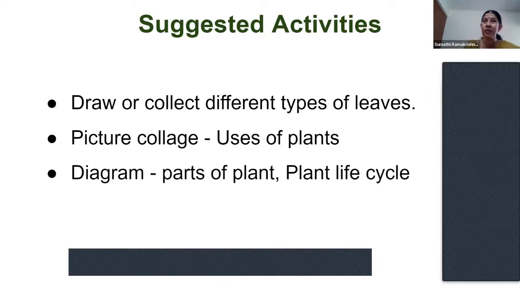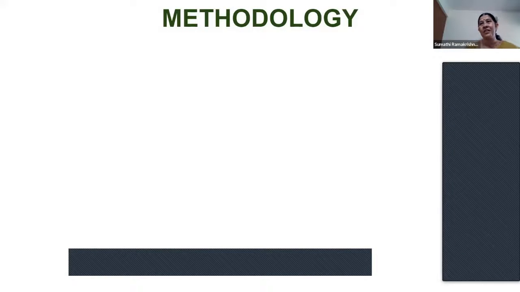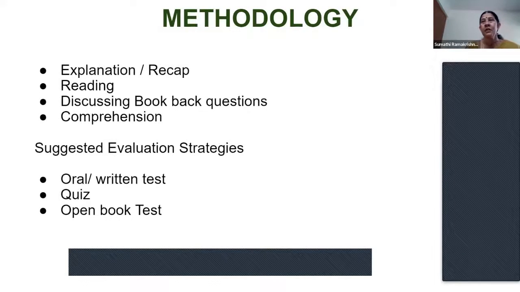Then you can ask the children to draw a diagram. It can be parts of the plant or the plant life cycle, whatever it is. Then methodology. After explaining the lesson, we do a small recap. Actually, we cannot explain this lesson in one day. This plant life topic needs at least 4 to 5 periods, whether it's class 3 or class 5. Based on the content, we'll explain in a slow method. So the first day, whatever I explained, the second day, I will just revise it, review it, recap.